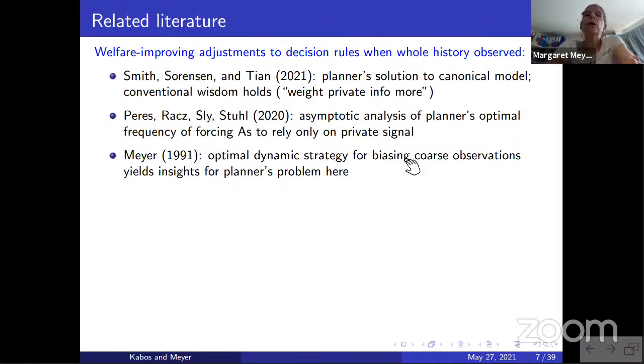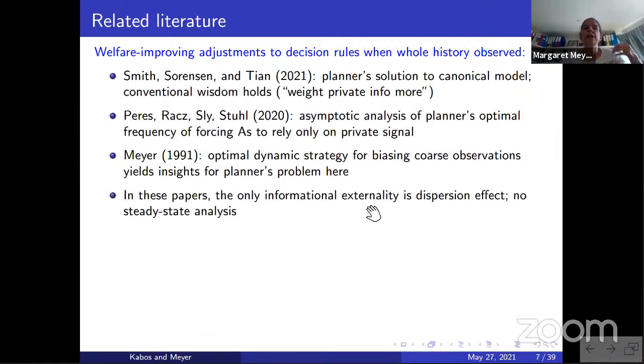There's an old paper of my own called Learning from Coarse Information, which is very relevant here because the decision maker's optimal dynamic strategy for biasing coarse observations in that paper turns out to yield insights for the planner's problem here. But what I want to stress is that in all of the papers I've mentioned, the only informational externality is the dispersion effect. And furthermore, there's no steady state analysis.